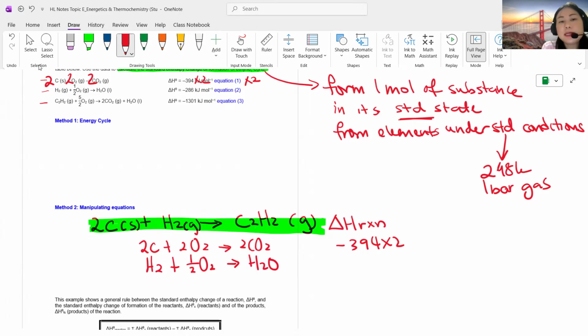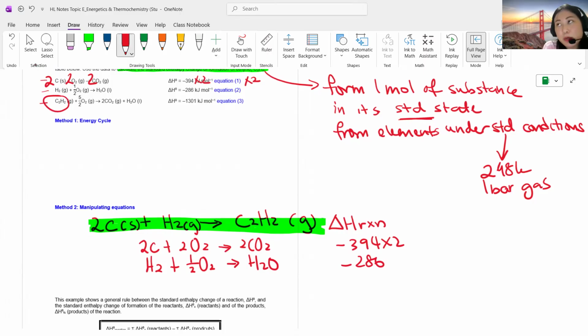Okay? You just leave it as it is. So, do not change the value, do not change the sign because it's the same side, same mole. So minus 286. I'm copying only. Next, C2H2. This is C2H2. They are on the wrong side, but the same moles.